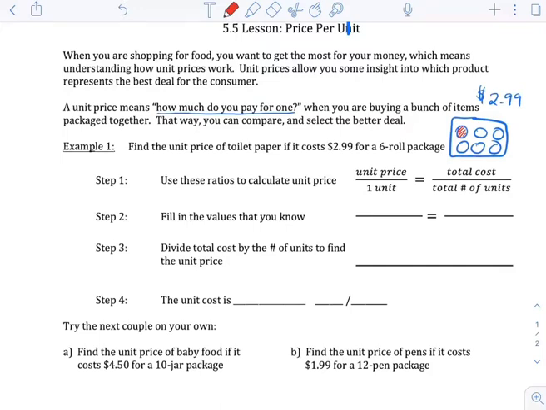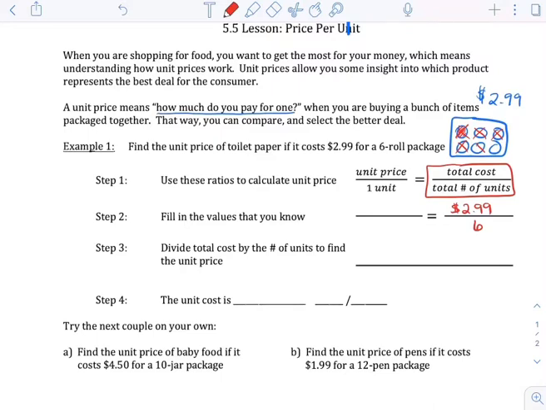I know the total cost and I know the total number of units. So I'm going to be dividing those. That's a fraction. Unit price means we have 1 on the bottom, but we don't know 1 of something. We know 6 of something. So we're going to divide those. We're going to put in our calculator $2.99, and I'm going to divide that by 6 because I want to split $2.99 into 6 equal parts. Figure out what it is for each of those rolls of toilet paper. So divide them together.